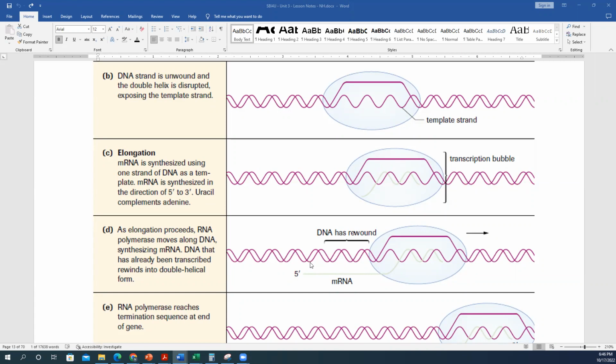And as elongation proceeds, this RNA polymerase moves along the DNA, making the mRNA, and the part of the DNA that has already been transcribed, has already been copied, is then released, and it rewinds back into its double helical form. All those hydrogen bonds take care of, essentially, if you can imagine, zipping up that DNA shut again, and falling into its double helical turn.